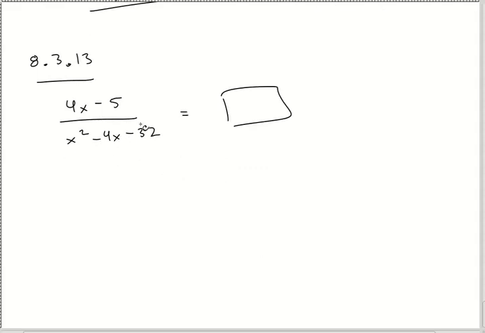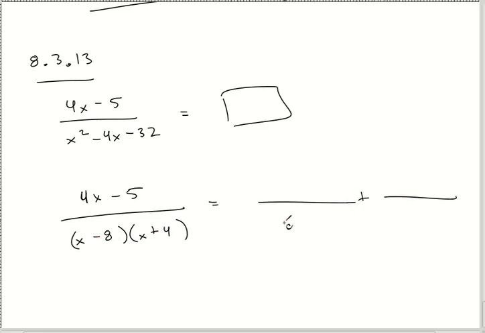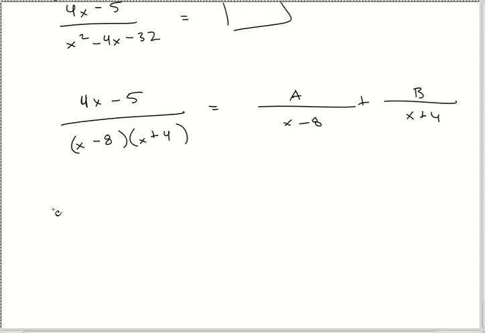Where are my factors in the bottom? You have to create them. I don't know what they are yet, but I know what two numbers multiply to a negative 32 but add up to a 4. 8 and 4. Negative 8, positive 4. That should work. And now I could set this up as x plus 4 and x minus 8. Again, these are both linear terms, so we get a constant in the top of both of them. That's my setup.